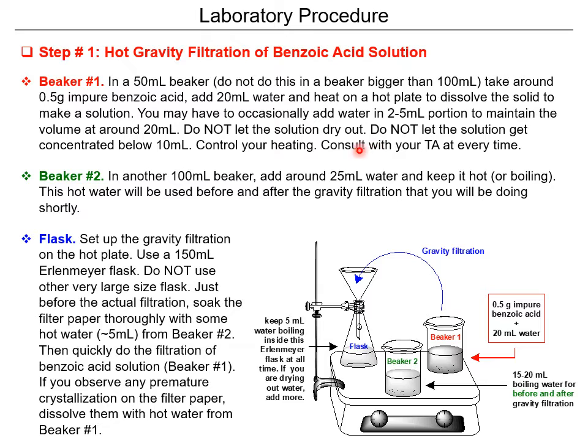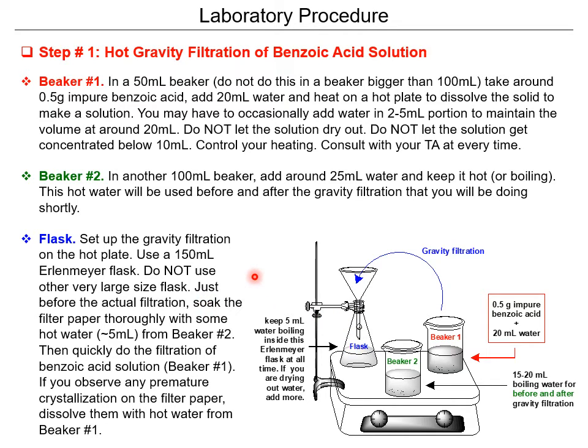So on the second beaker, you have another 100 milliliter beaker, add around 25 milliliters of water, and keep it hot or boiling. This is hot water that will be used before and after the gravity filtration that you will be doing shortly. So in a flask, you set up the gravity filtration on the hot plate. Use a 150 milliliter Erlenmeyer flask right here. Then I use other very large size flasks.